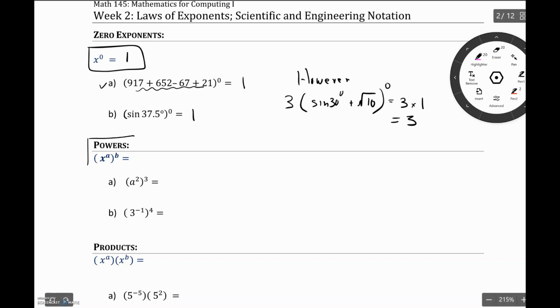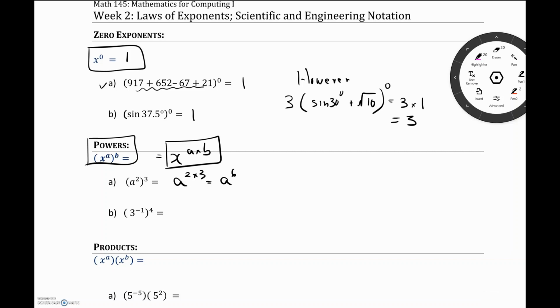The next one here is powers. If I have a power raised to an exponent, I simply keep the base and multiply the exponents. So in this case, a squared is a power which I'm raising to the exponent 3. So I simply keep the base and multiply the exponents. So 2 times 3 gives me a to the exponent 6. Likewise, you can see that this here is just 3 to the exponent negative 1 times 4, which is negative 4, which I can write as a positive exponent: 1 over 3 to the exponent positive 4.